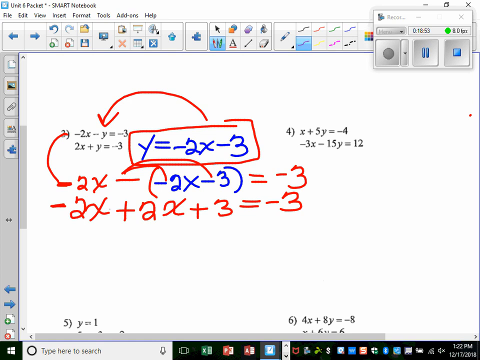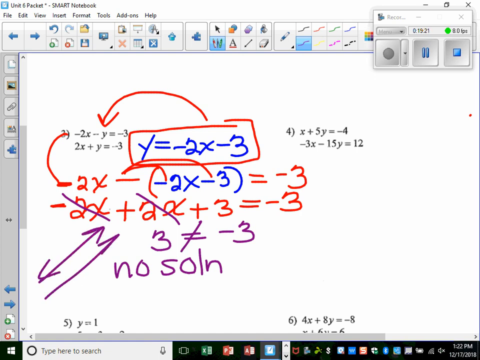So what happens with the 2x's? They cancel each other out. Okay, then I'm just left with this. What does that mean? It means no solution, just like it meant before when we used to solve equations. If you end up with two numbers that do not equal one another, that's a false statement. That means it's no solution. So if I were to graph these, that simply means these would have been parallel lines, because parallel lines don't intersect. And those are the ones we saw in the graph a few minutes ago where you have no solution.